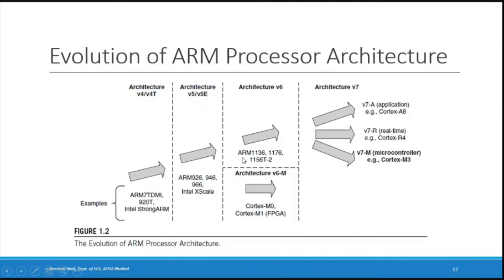So this is a brief overview of the evolution of different processor architectures. You can see version 4, version 5, version 6, and the Cortex actually comes in version 7. Here Cortex M0 and M1 come in an intermediate one, version 6 in M. But actually Cortex M3 came first, and then Cortex M0 and M1 were developed.